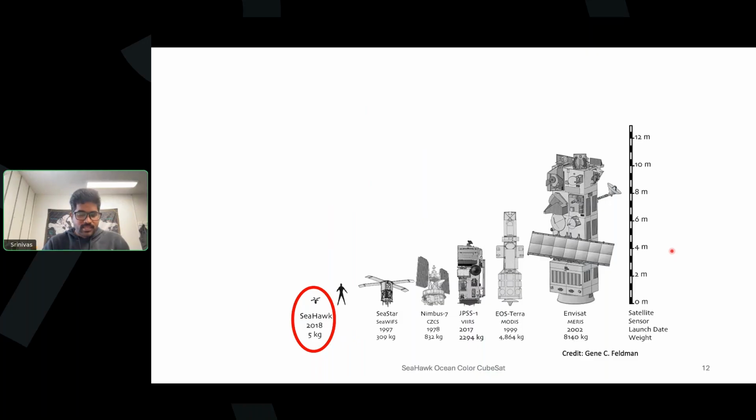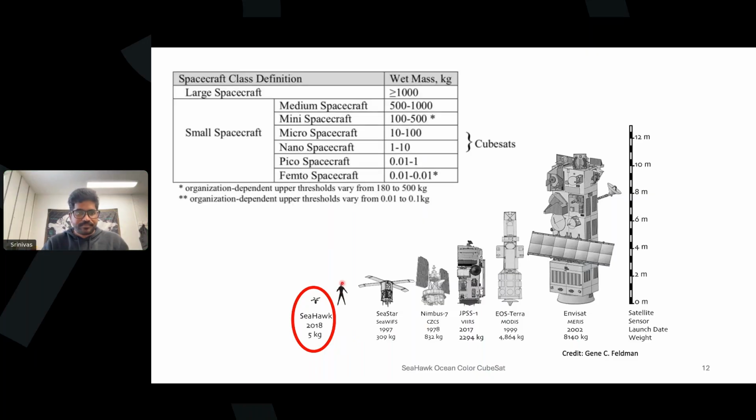In terms of size, Seahawk weighs around 5 kg, and it's the size of a shoebox or a loaf of bread, which is this size. As compared to other sensors which were launched in previous years, these are all the other ocean color sensors, compared to a normal human being. So Seahawk, with its weight around 5 kg, falls into the CubeSats category, which is micro or nano spacecraft.